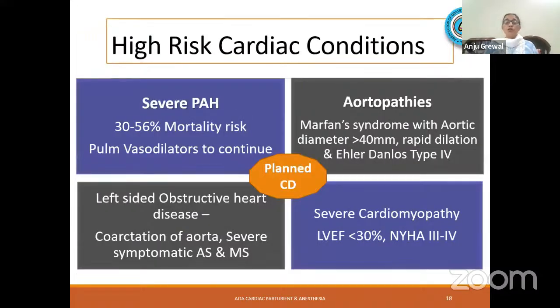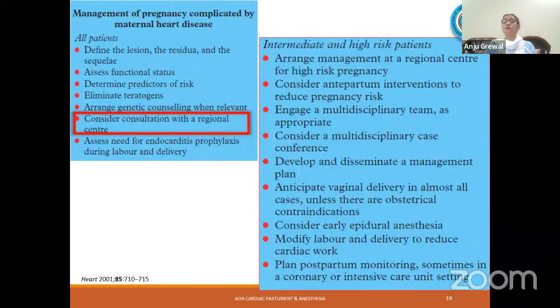So to summarize, the high risk conditions are those with an underlying primary severe pulmonary arterial hypertension, those with aortopathies where there is a dilatation of the aorta, with diameters above 40 to 45, or a left-sided obstructive heart disease, especially severe mitral stenosis and symptomatic aortic stenosis, and of course, now the rising trend of peripartum cardiomyopathy. These all pose risk, and most of the time your obstetricians are going to plan a cesarean delivery for them.